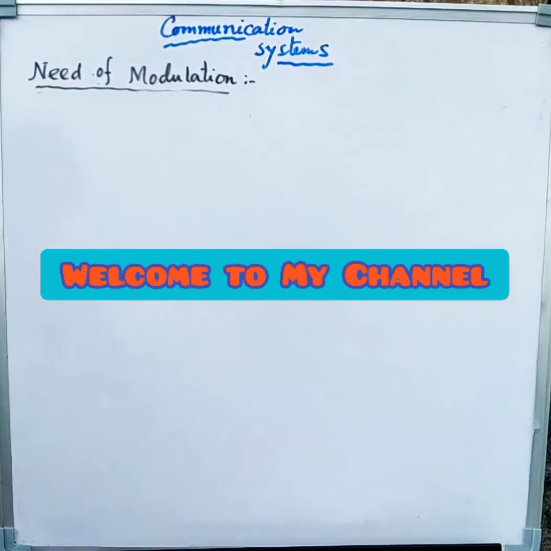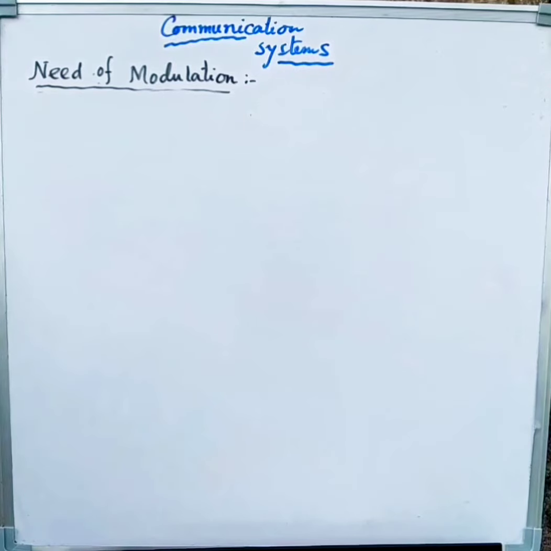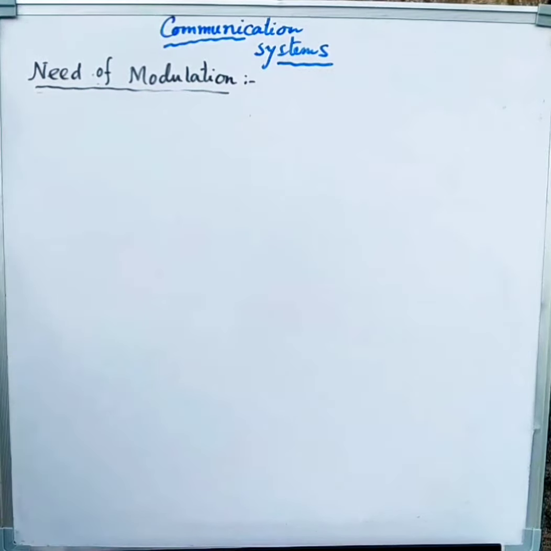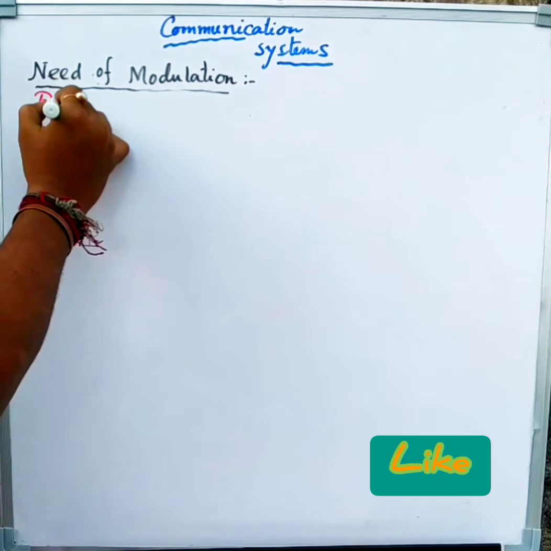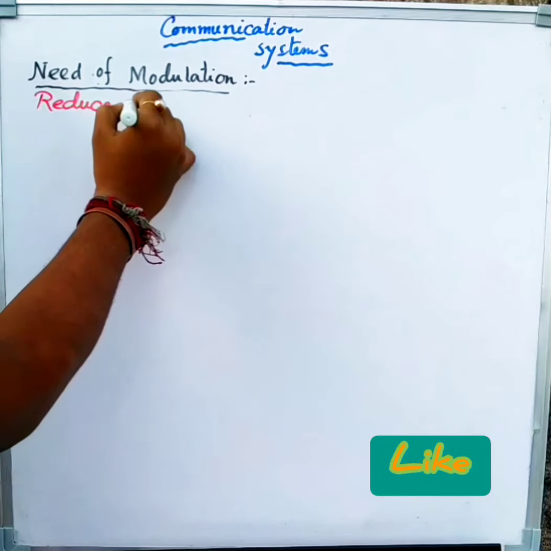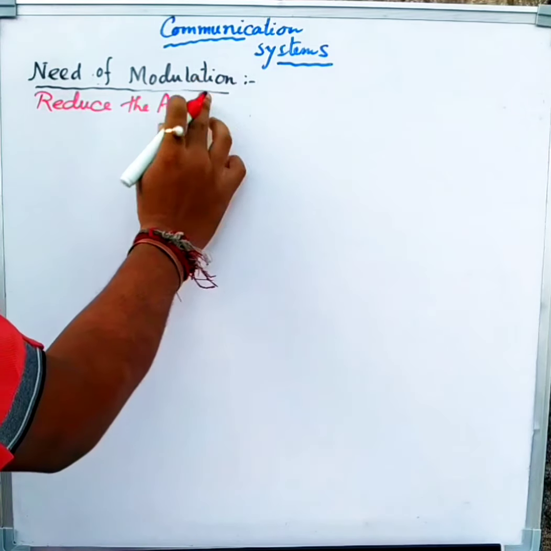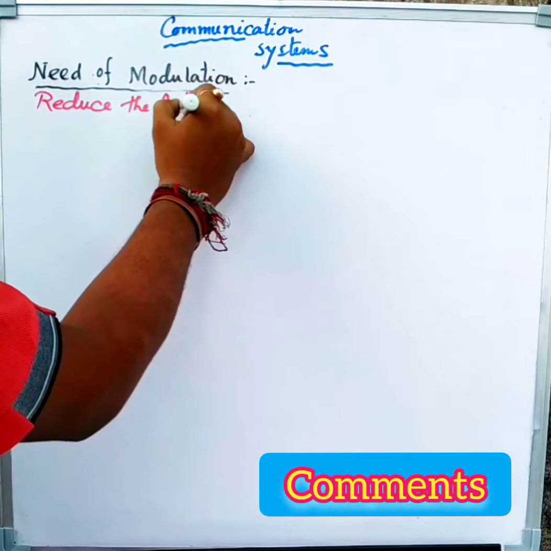Today the next topic of communication system is the need of modulation. So what is the actual requirement of modulation? The first point I want to share with you is to reduce the antenna height. Okay, this is the most important thing. The height of the antenna can be reduced with the help of modulation.